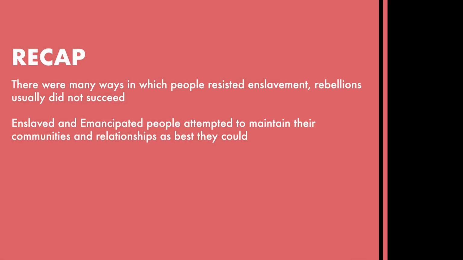Alright, here is your recap. There were many ways in which people resisted enslavement. Rebellions usually did not succeed. The enslaved and emancipated people attempted to maintain their communities and relationships as best they could.